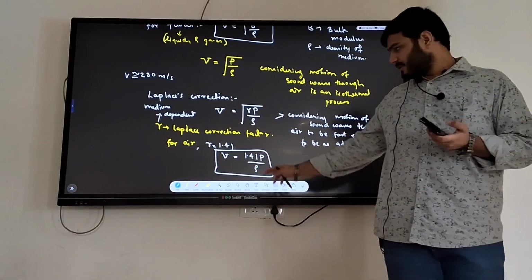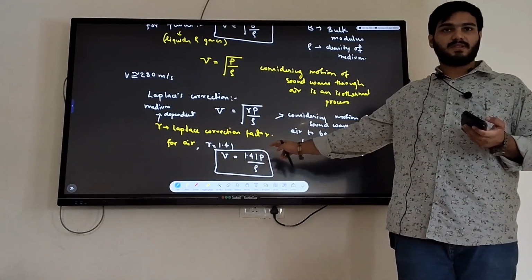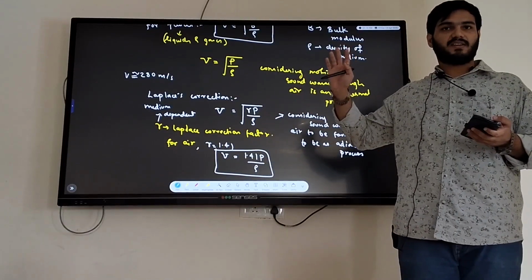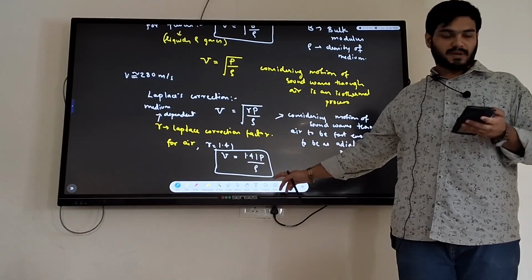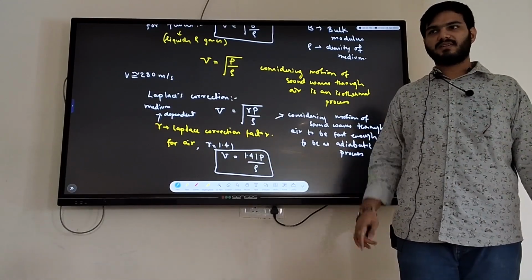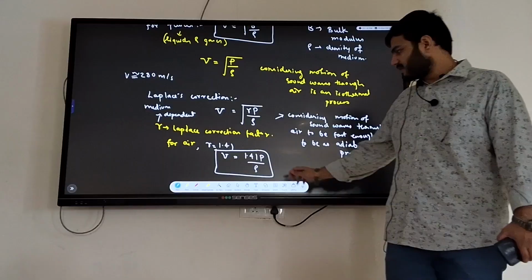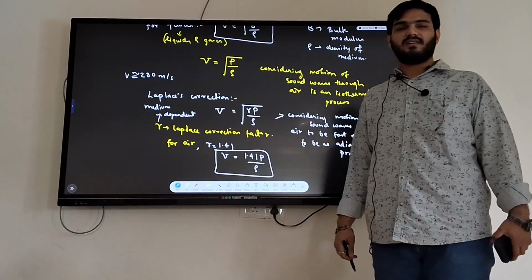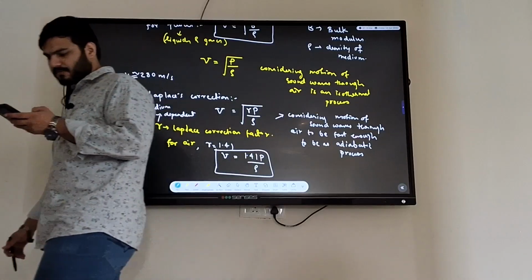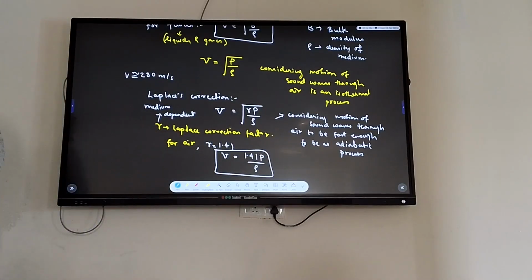Okay? NTP, what is NTP? 1 atmosphere, something like that. Or 1.01 into 10 to the power 5 Pascal. We say Pascal, or Newton per meter square, it will be the same. What about the density of the air? So something like 1.29 into 10 to the power -3. You use these values and you will be able to get the value of speed of sound.